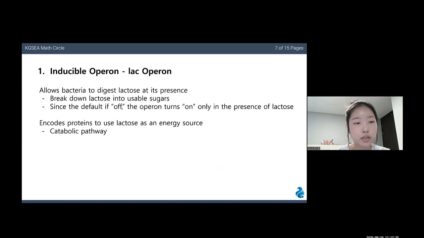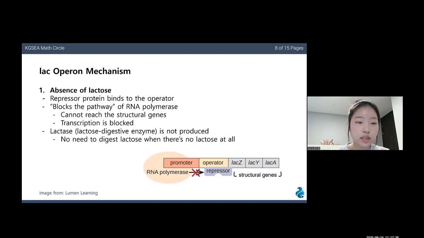That means it helps the cell break down a molecule to release energy. By default, this operon is off. It only turns on when lactose is present. So now let's dive into the details.